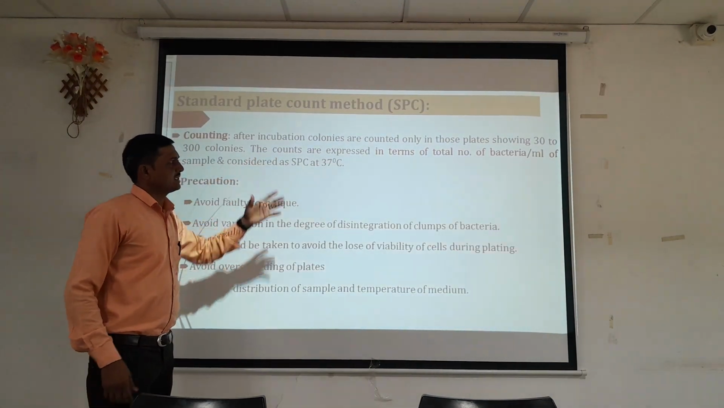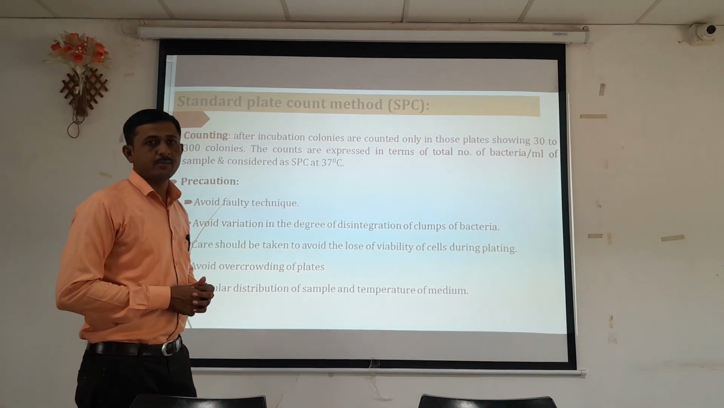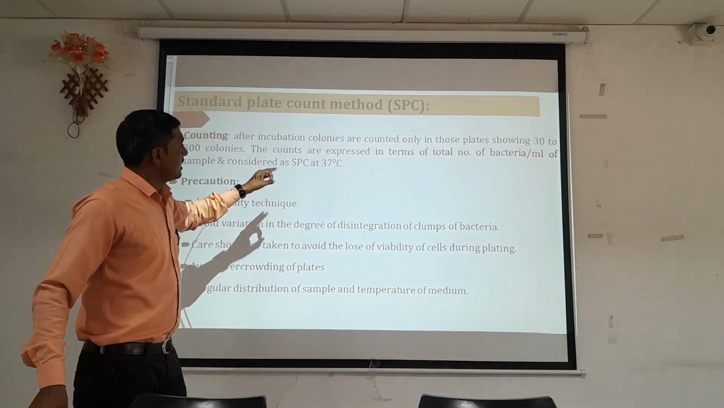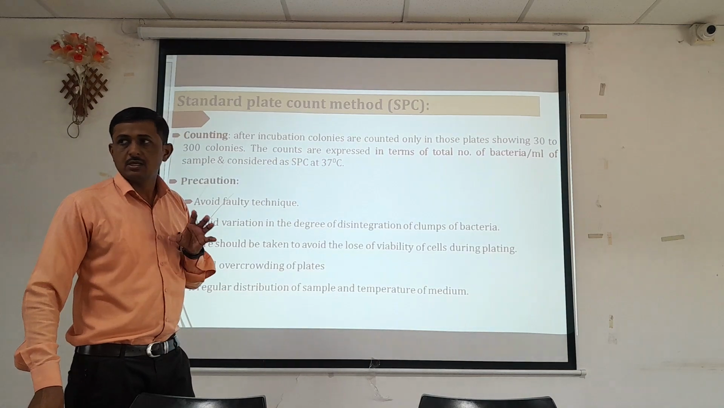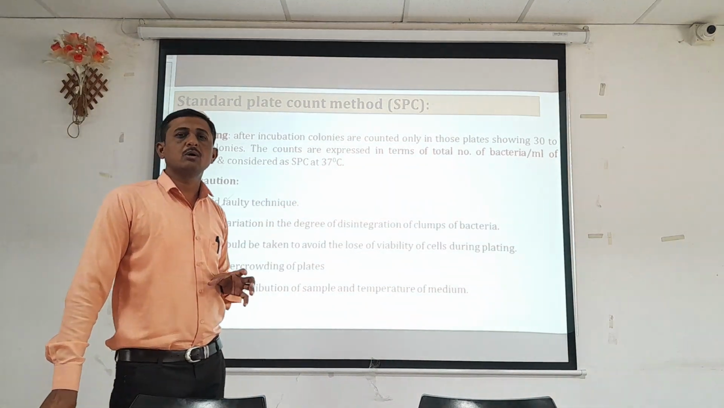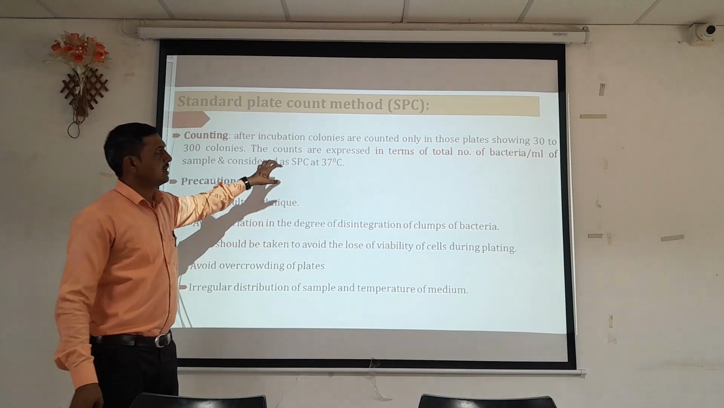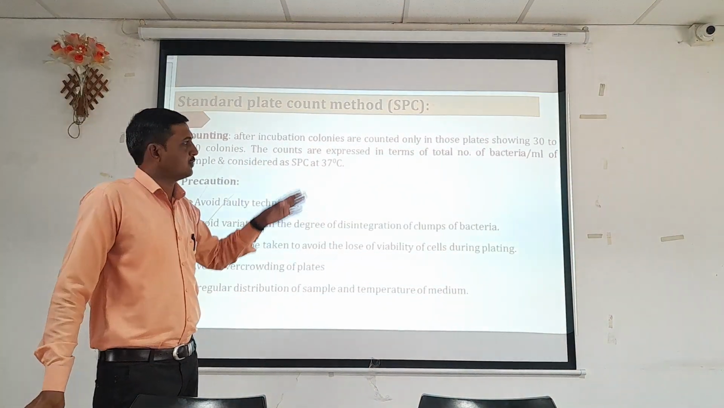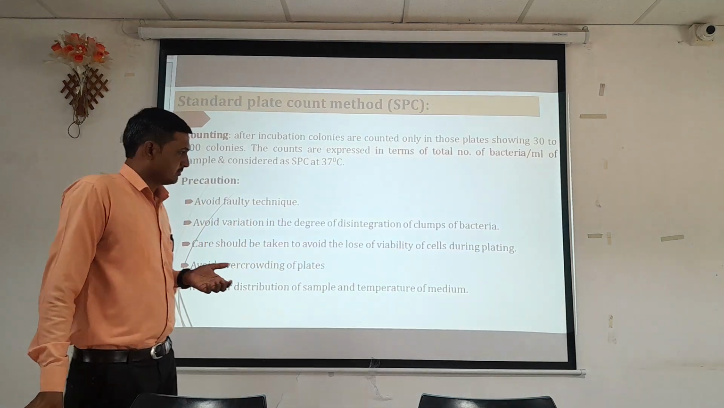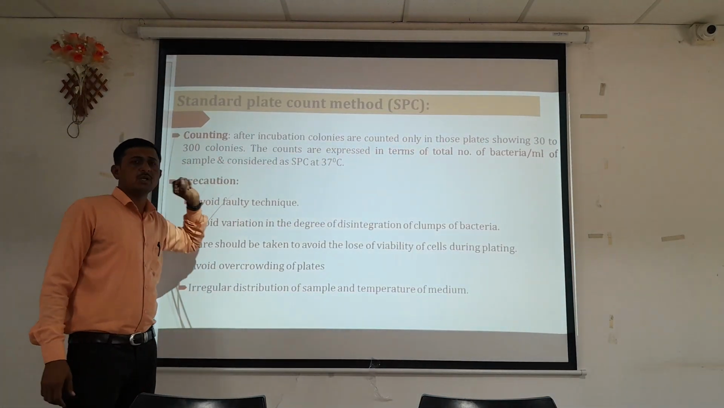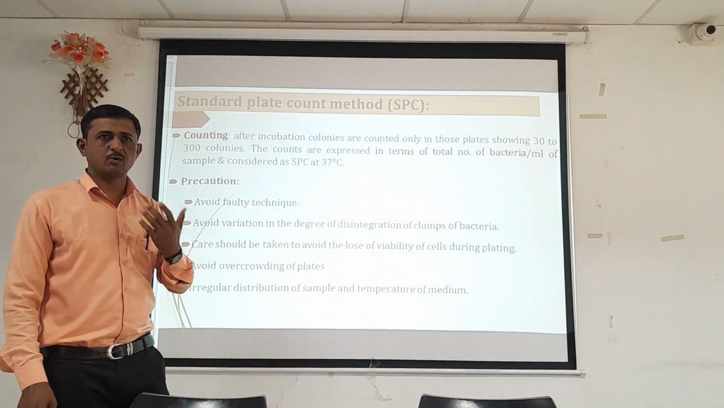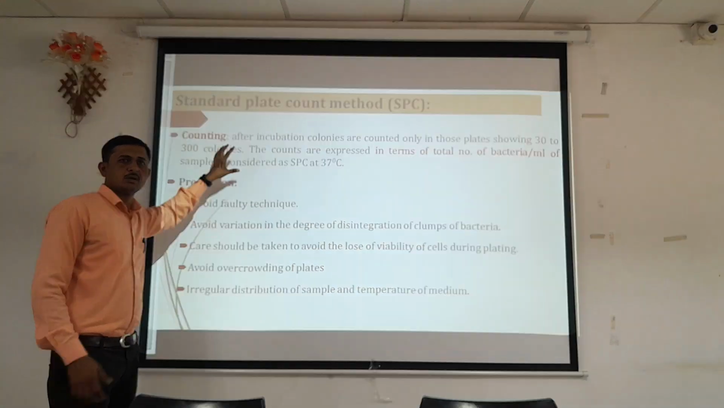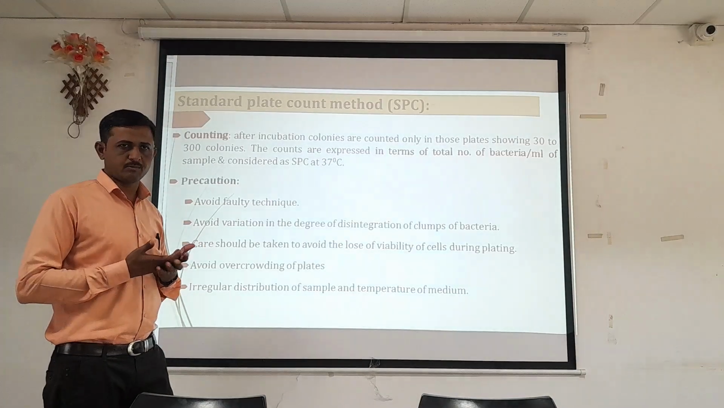The count is expressed in terms of the total number of bacteria per ml of sample and considered as the SPC, that is standard plate count, at 37 degrees Celsius. The total colonies that we have counted are considered to be the total number of bacteria present per ml of the water sample we have inoculated, and each colony represents a single organism. After 24 hours, it forms a colony. So in this way, we can count the total viable count, or the number of organisms present in the water sample.